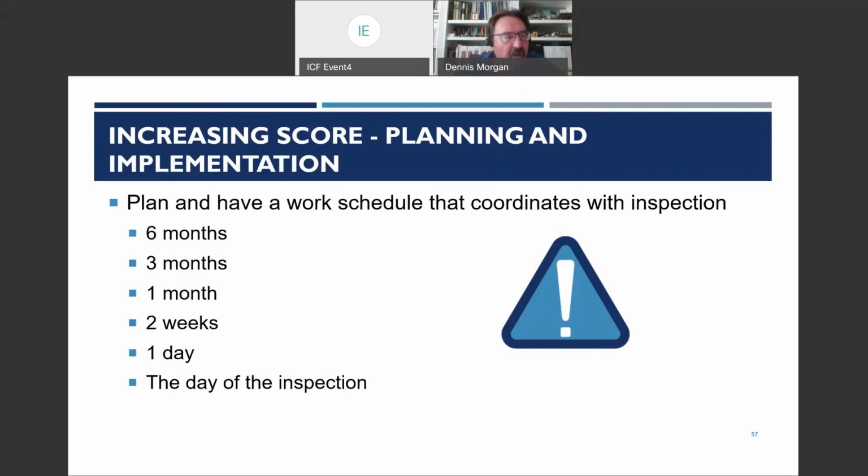3 months in advance, I'm also focusing on my community space and my building exteriors. 1 month in advance, I'm also refocusing on my units. 2 weeks in advance, I'm sending out my teams to go through and take a look at these units again. 3 days in advance, I'm now double checking health and safety items.